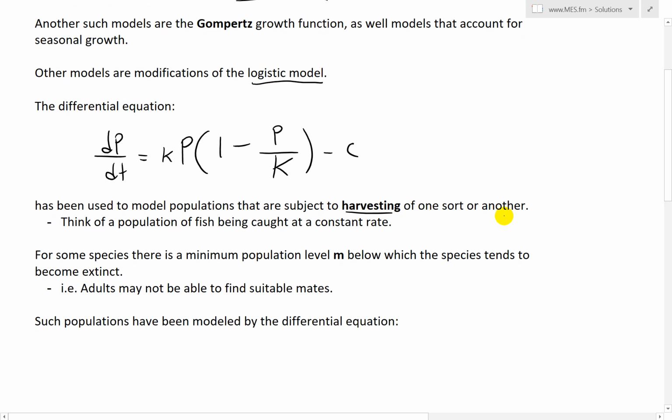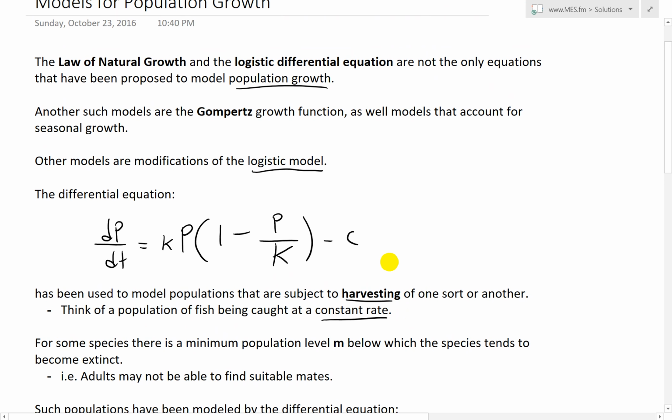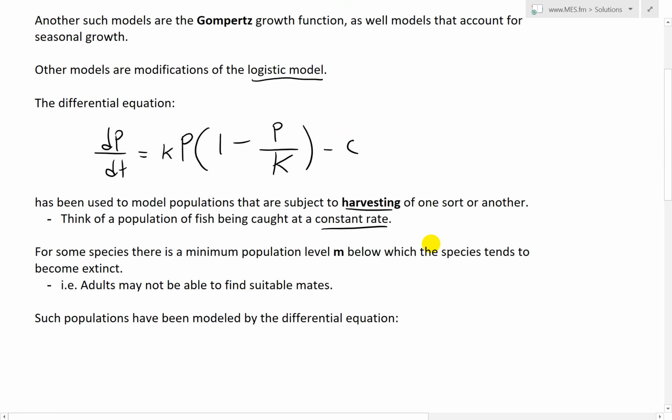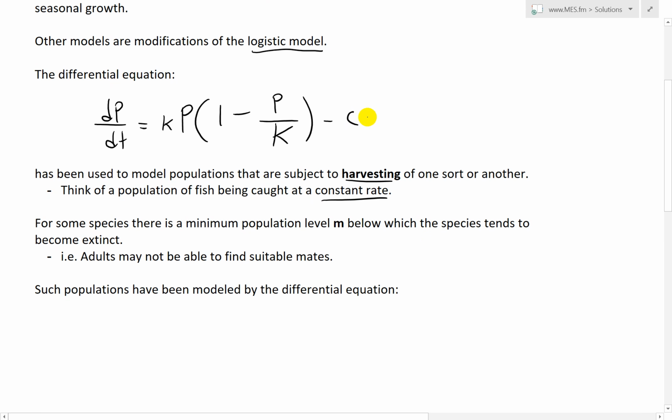And one example is, think of a population of fish being caught at a constant rate. So the population of the fish is growing, but then you have to, let's say it grows due to the logistic model, or that's a good model for population of the fish, but then you're catching it, so you're going to have to include that in the model. So this is one of the ways you can, is by minusing a constant rate of decline of population due to fishing.